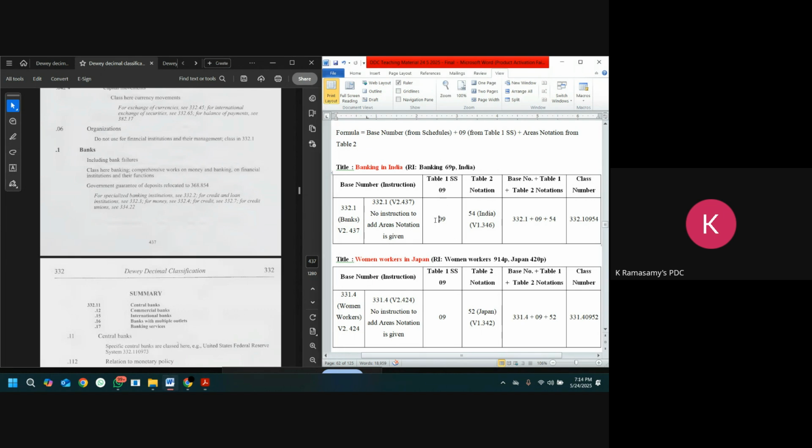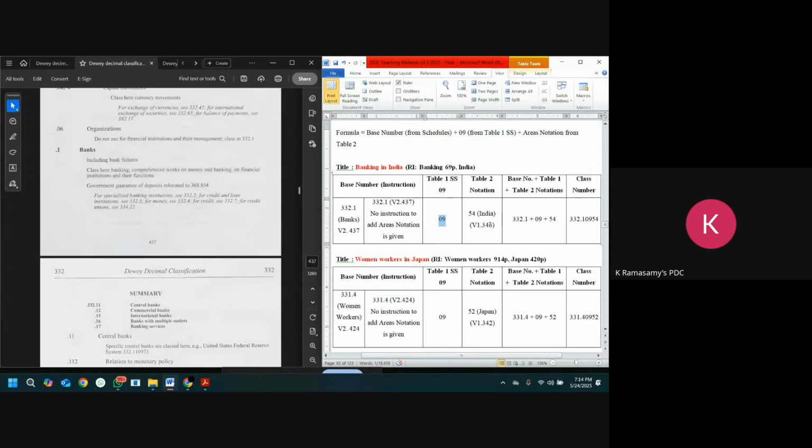I take the help of 09. 09 is the number meant for areas taken from table 1, standard subdivision. I am using 09 as the phasor indicator to add area number. Now 332.1 is the base number plus 09 plus 54. The answer is 332.109 space 54.